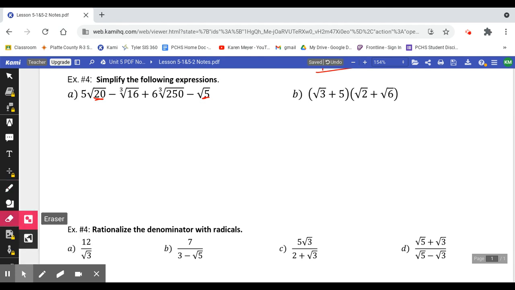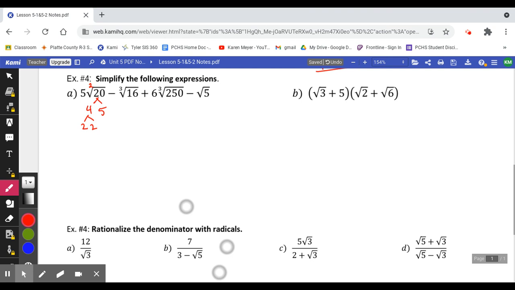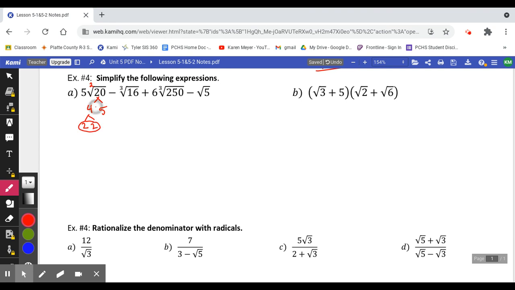But I should be thinking to myself, oh, can I do a factor tree and break some things down? So here, 20, I'm going to do 4 and 5, and 4 goes to 2 and 2. Remember, square root means the index number is 2. So what do I have a group of 2 of? And hopefully we all say 2's and a single 5.